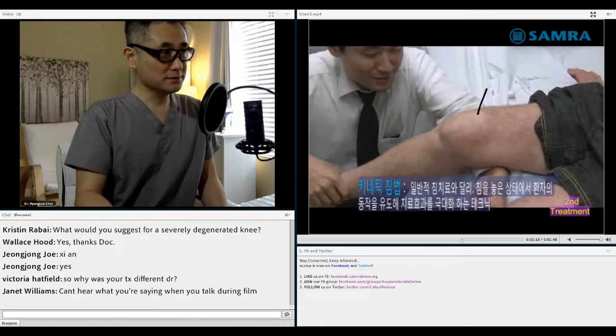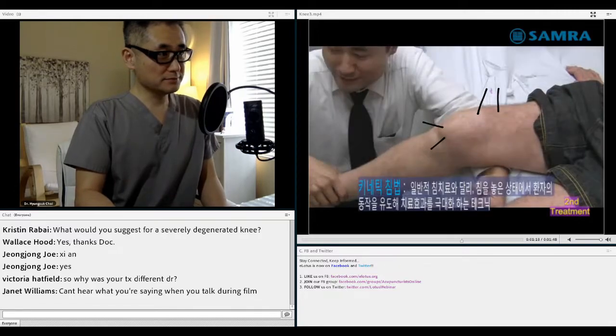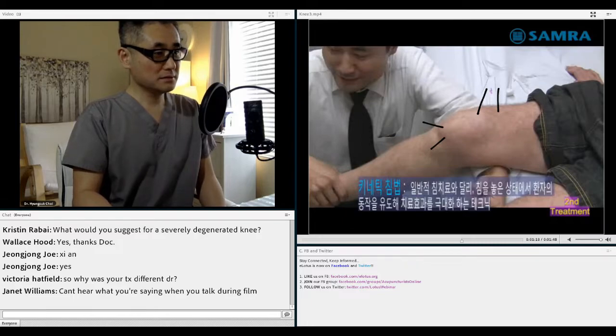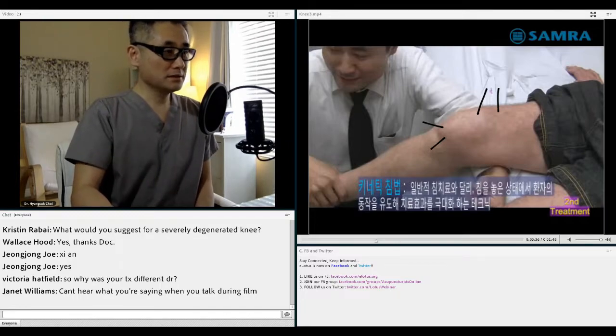You can see needles here, and also you will see needles here. See, the needles are shaking. That is pretty much everything about this case.